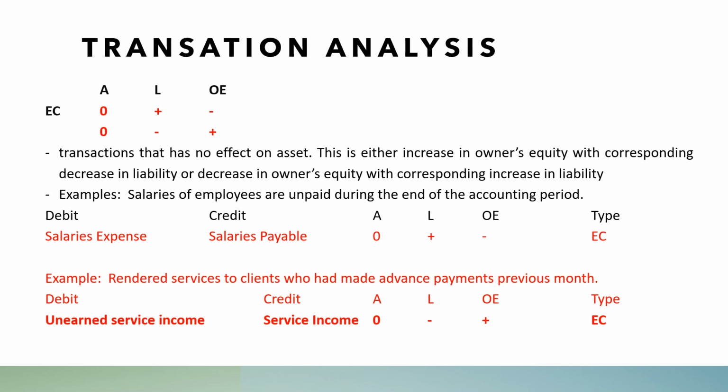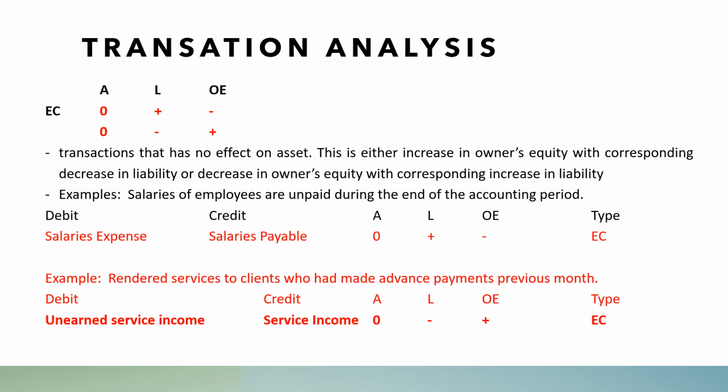So in the accounting equation, the account titles did not affect assets, so 0. Liabilities increased because salaries payable is credited. And then owner's equity decreased because expenses increased, so the capital will decrease. Technically, the net effect is a decrease in owner's equity. So this is the first case of your example on exchange of claims.